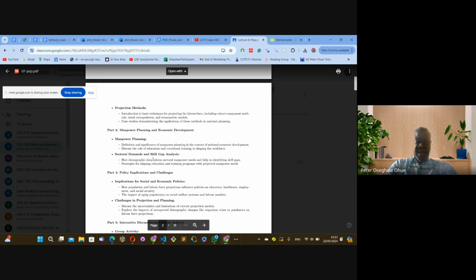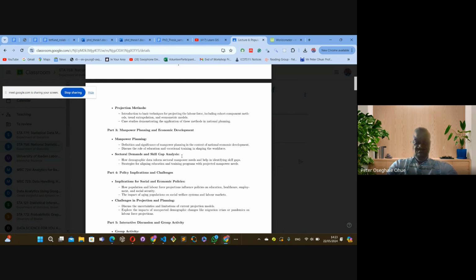Then we'll look at sectoral demands and skill gap analysis. So there is demand, that's what the work environment expects to get, but there's also what individuals who are potential employees have. So there's a gap. People say there are no jobs, but indeed there are, but people are not skilled enough to occupy those positions. So there is the skill gap. You know, people are not employable. You won't want to have a business and employ somebody who is not going to add value to your organization.